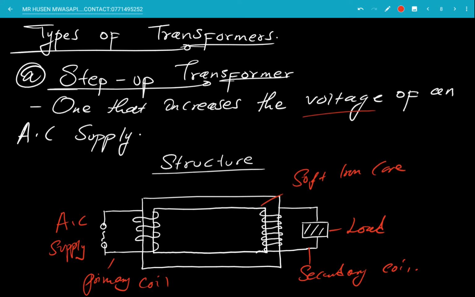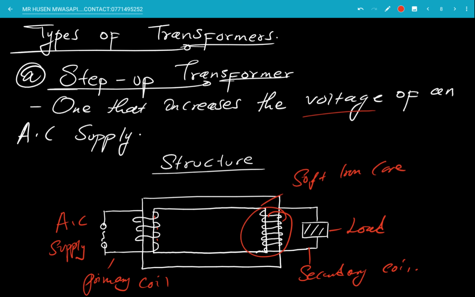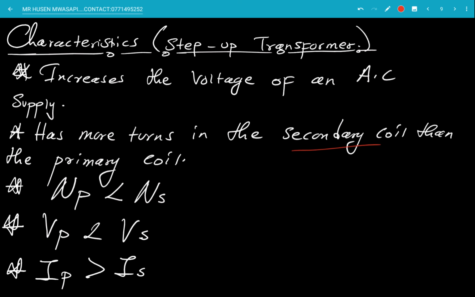Now, if you look at the structure, you'd find that there's quite a difference in the primary coil as compared to the secondary coil. For instance, the turns on the primary coil are few as compared to the secondary coil. This will be understood with what we call the characteristics of a step-up transformer. The first characteristic is that the step-up transformer increases the voltage of an AC supply. Then the other thing is that it has more turns in the secondary coil than the primary coil.